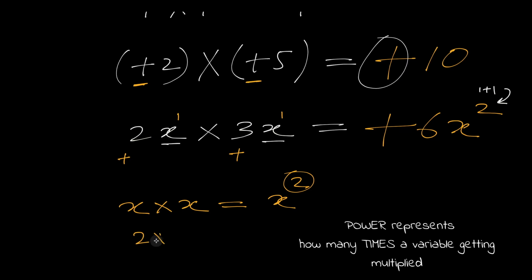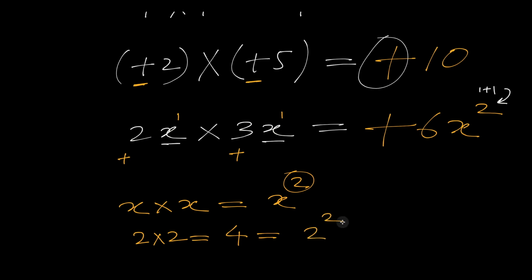For example, 2 into 2. What is 2 into 2? It is 4. Can I say 4 as 2 to the power of 2? Because I am writing 2 two times, that's the reason I am saying it is a power of 2.